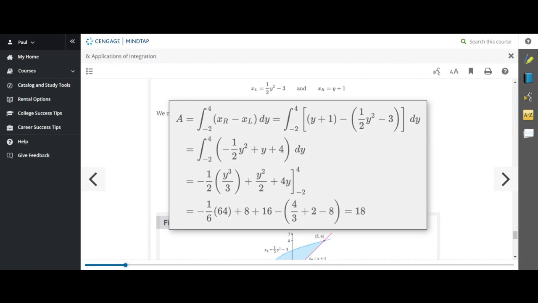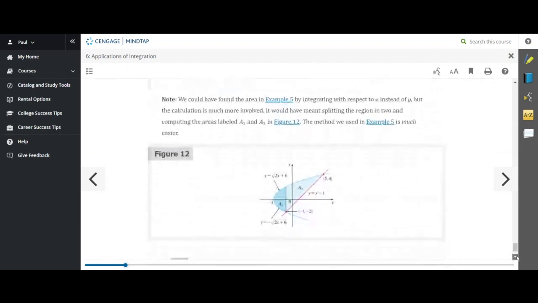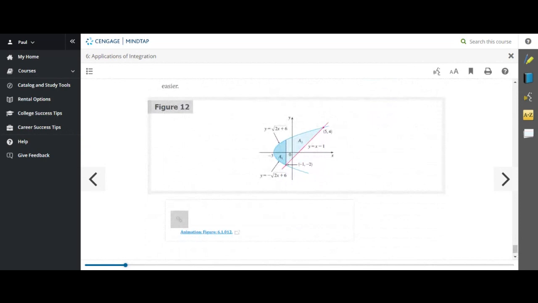Are there any questions on this process? We'll have some time in class for you to practice. All right, well, now they integrated with respect to y, but what if they wanted to integrate with respect to x? Well, look here in figure 12.